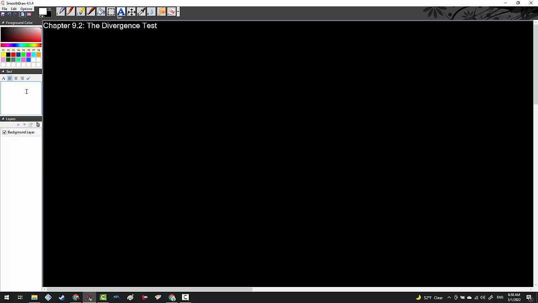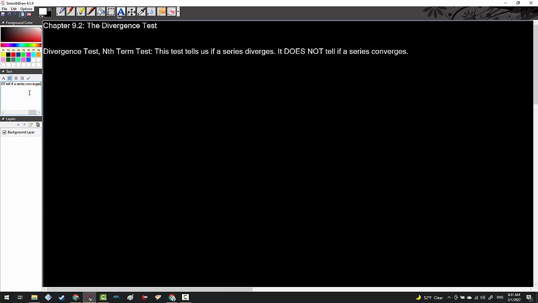Most books will call this the divergence test, or they'll call it the nth term test. One thing we want to be very clear about is that all it does is tell us whether or not a series will diverge. So let's write that down. This test tells us if a series diverges. Here's what the test doesn't tell you: it does not tell if a series converges.